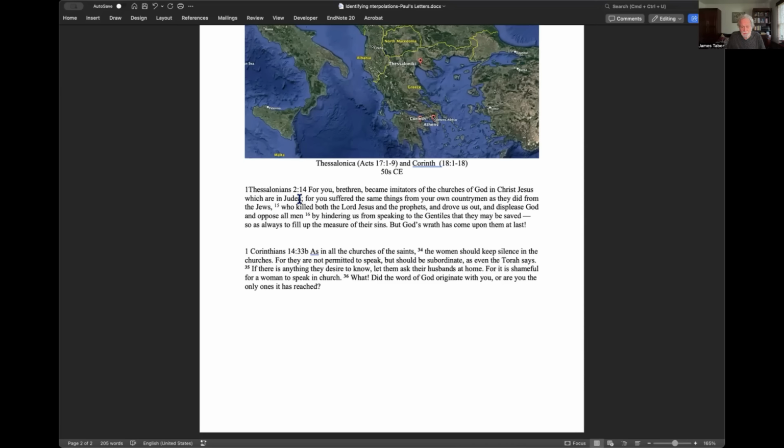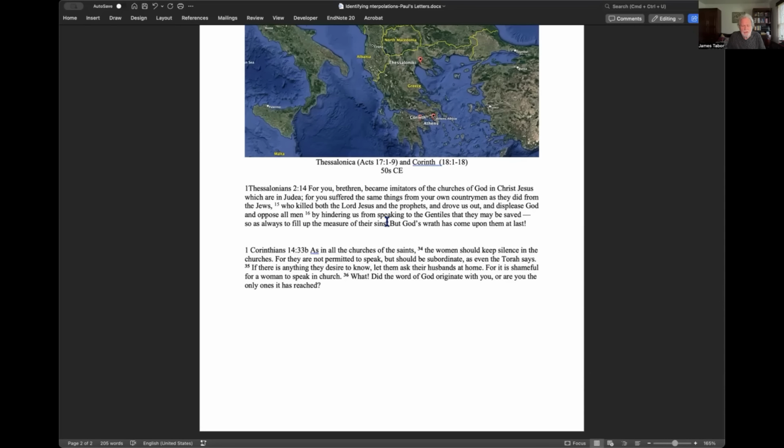Now, how did they imitate them? By suffering. For you suffered the same things from your own countrymen, native Greek Macedonians, where they lived, as they did from the Jews. He's Jewish, and it's a Jewish movement, but he refers to the Jews as the Jews, like the other, who kill both the Lord Jesus and the prophets and drove us out and displease God and oppose all men by hindering us from speaking to the Gentiles that they may be saved, so as always to fill up the measure of their sins.